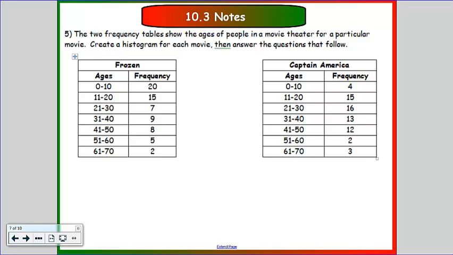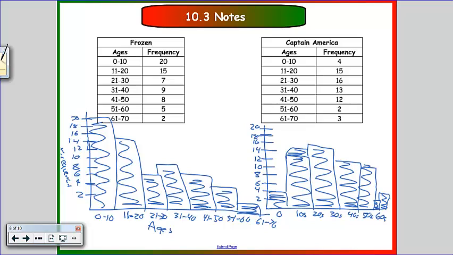Alright, welcome back. Hopefully you did that. I'm going to jump to the answer here because I already did it. Let me sketch it out here. Over here, we have our movie Frozen. We put our title in, we have our labels, we have our histogram sketched in. Over on the right, we have Captain America, and we have our histogram created. On the bottom, there are three questions which we're going to answer right now out loud.